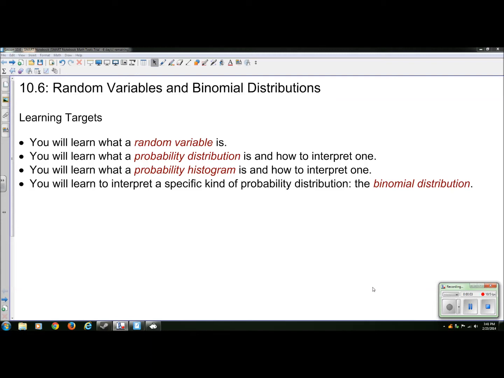Welcome to section 10.6, Random Variables and Binomial Distributions. In this lesson, you will learn what a random variable is, what a probability distribution is and how to interpret one, what a probability histogram is and how to interpret one, and how to interpret a specific kind of probability distribution, the binomial distribution.